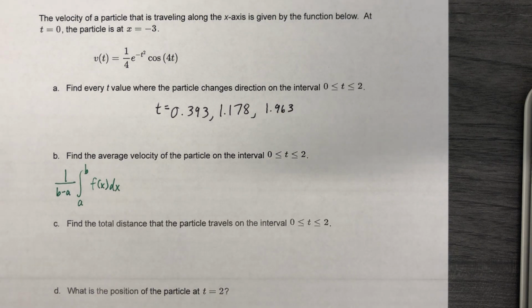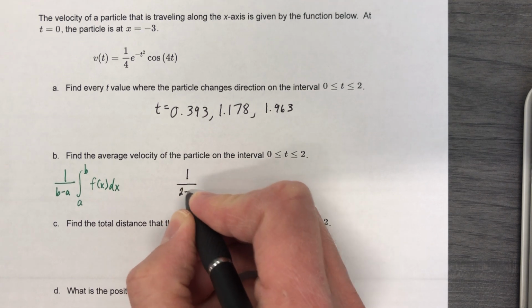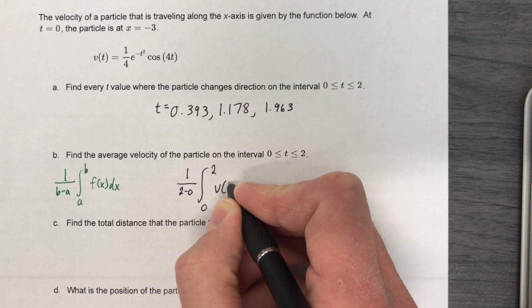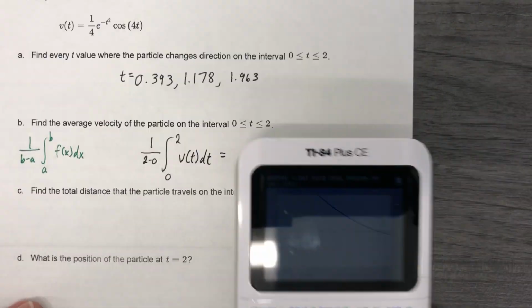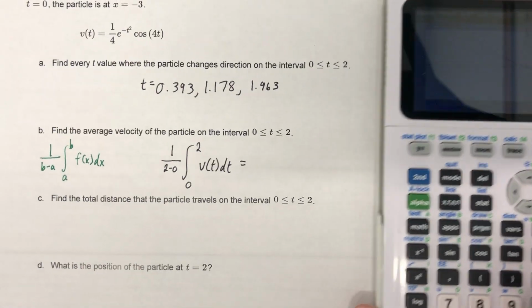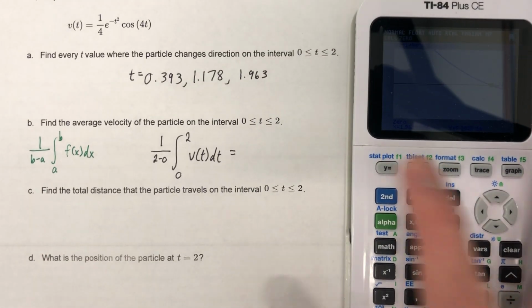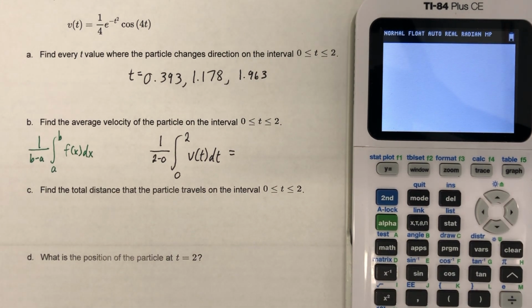So what we're going to figure out instead is the average velocity, and again, velocity is the function they gave us, from 0 to 2 of v of t dt, and we can just simply type that in the calculator. So I don't need the graph for this one. Let me slide over here so there's not as much of a glare. There we go. Y equals, and we have the function in there.